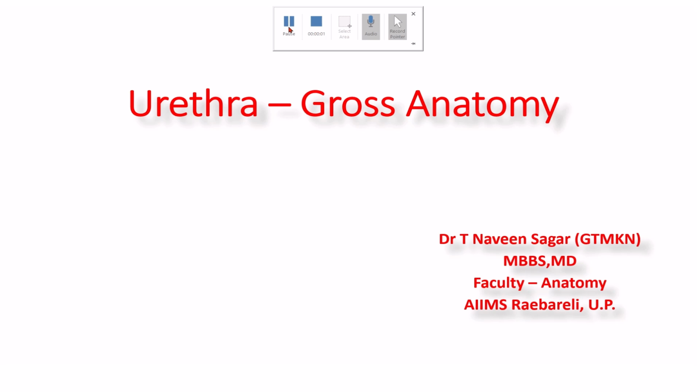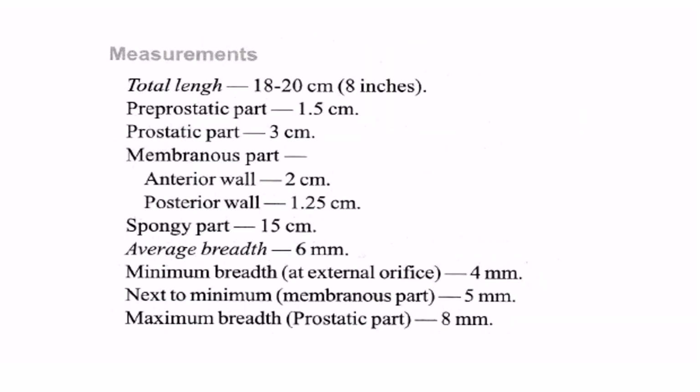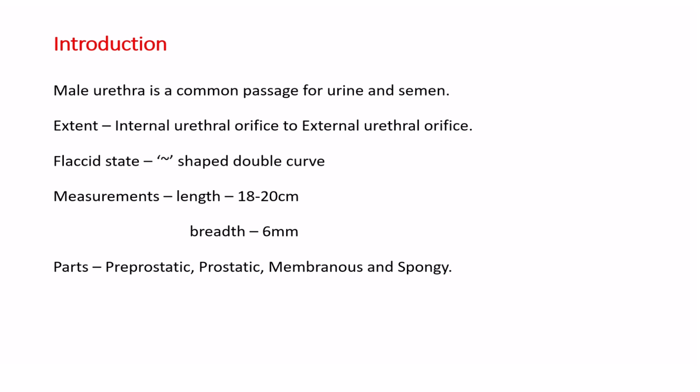In this session, we'll deal with the gross anatomy of urethra. Male urethra is a common tubular passage for the elimination of urine and semen. It extends from the internal urethral orifice at the apex of trigone of bladder to the external urethral orifice close to the tip of the glans penis.